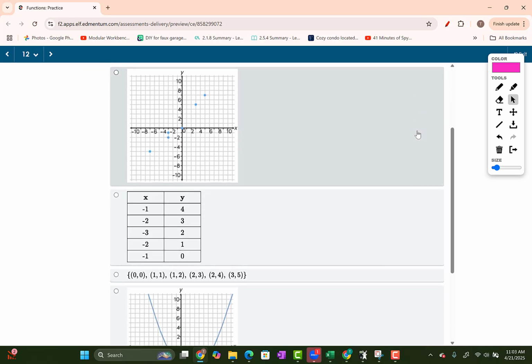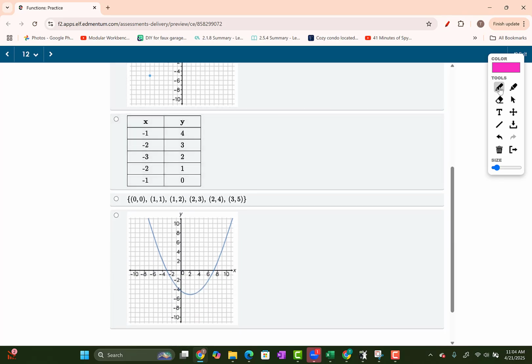Let's look at answer choice 2. This one we don't have a visual, so we want to go back to the definition. Every x value corresponds to a single y value. So here we see -1 corresponds to +4. Well, do we see -1 anywhere else? Yeah, right here. So -1 corresponds to 4, and it corresponds to 0. So that means this also is not a function because the x value corresponds to 2 different y values.